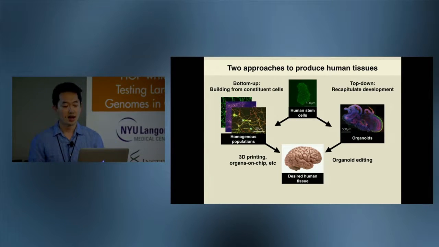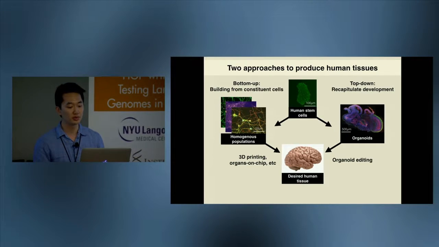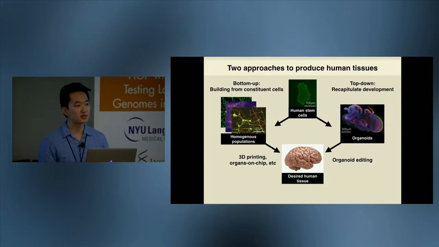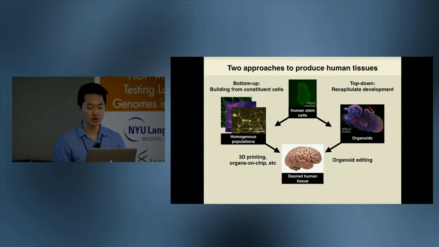And of course, these organoids are not perfect. They have high resemblance to real tissues and organ-like structures, but there's still missing parts to them. And so we can use organoid editing techniques to try to enhance the similarity to real tissues. And I'll talk about both aspects in this brief talk.